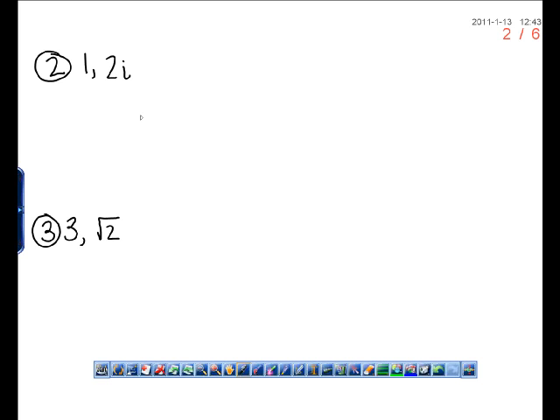Does anyone remember anything when we talked about how many imaginary roots you can have? Yeah, they come in pairs. Whenever we get an imaginary root, we always get plus or minus, right? Imaginary roots have to come in pairs, okay? So if I have a root of 2i, I also know that I have a root of negative 2i. So you might want to write yourself a rule over here. Imaginary roots come in pairs.